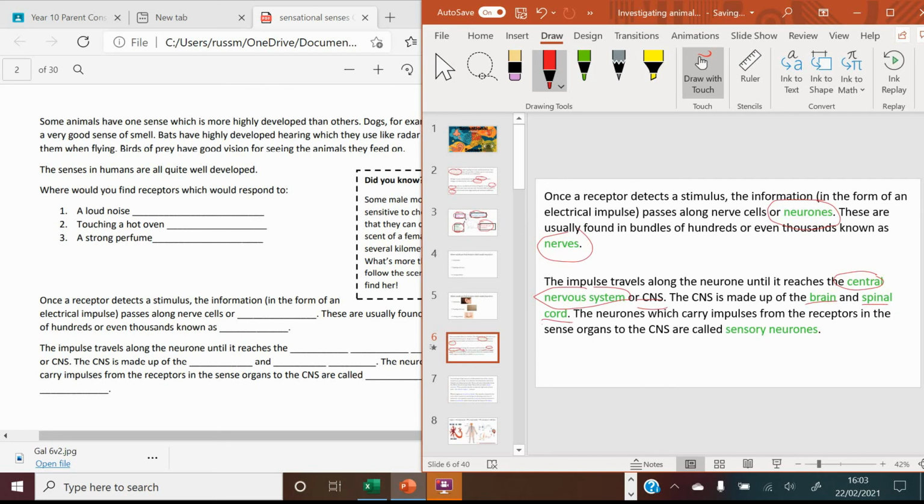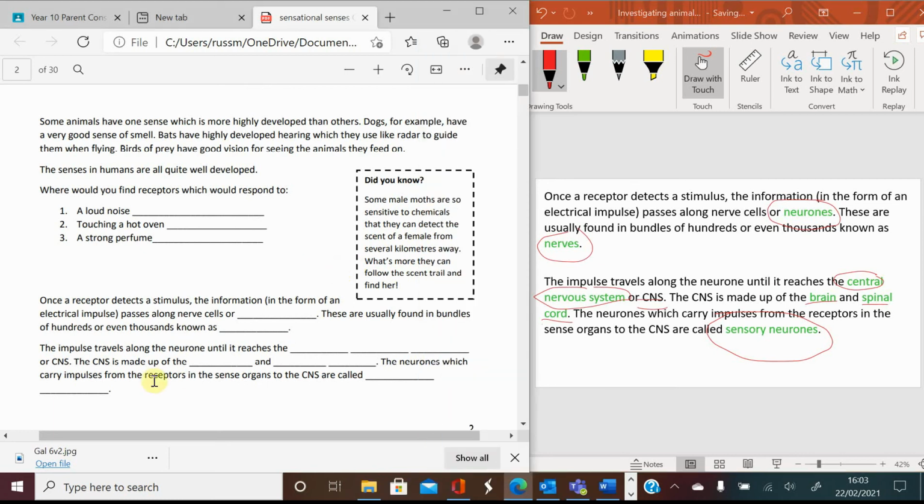The neurons which carry impulses from the receptors in the sense organ are called sensory. So the ones that come from your senses are picking up the stimulus through the sensory organs. So it's going to be your skin, your eyes, your ears, your nose, your tongue, and they're going to carry the signal from there to your brain or spinal cord. So sensory is kind of the first one that's involved. Now that gets us to the bottom of page 2.